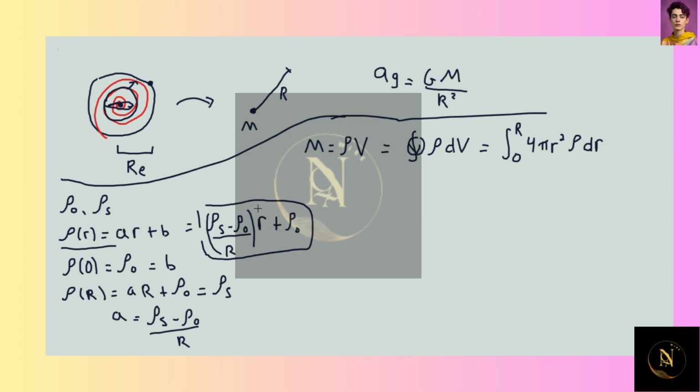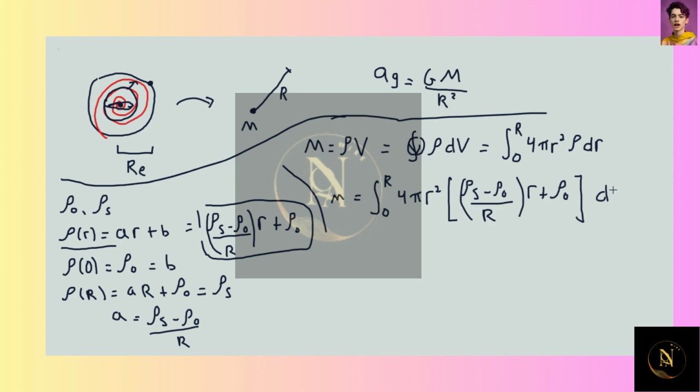And so now we want to plug that into our integral, and then we'll be able to evaluate our integral and find the mass. So looking at this integral now, we will have 0 to R. So this is what our mass is going to be. 4 pi little r squared. This whole thing is multiplied by our density, so rho s minus rho naught over the radius, times r, and plus rho naught. And we integrate this whole thing with respect to r.